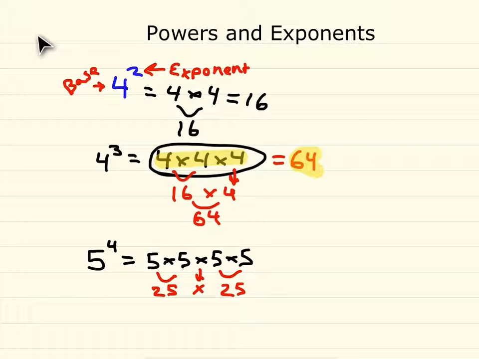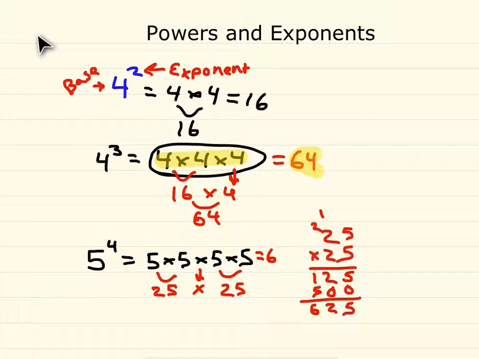So let's take 25 times 25. To do all this math, 5 times 5 is 25, so put down the 5 and carry the 2. 0 is a placeholder. 2 times 5 is 10. Carry your 1. 2 times 2 is 4, plus 1 is 5. And we get 625. So the value of this is 625. So again, your product of the same factor is 5 times 5 times 5 times 5, and the value would be 625.